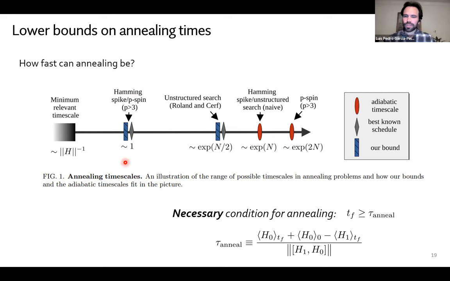Where is an optimized schedule going to fall for an interesting many body system? And I think that's not known yet. Maybe someone in the audience can answer, but I think that would be the most interesting thing to study next. What happens with a less toyish model? Is it going to be closer to our bound or closer to the adiabatic theorem? Very, very interesting and impressive result. Thank you so much.